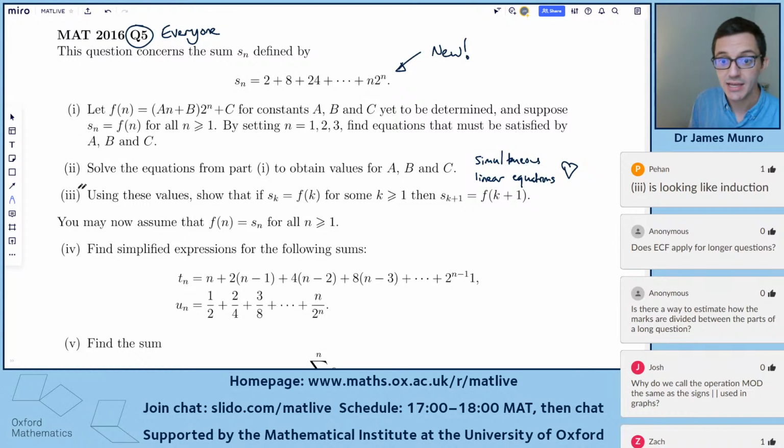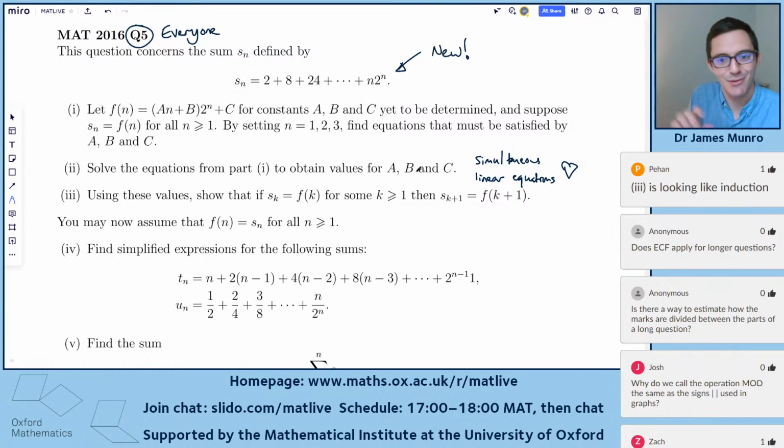There's a part 3 here to say, okay, you've made that work for n is 1, 2, and 3. Check that. If it's true for sk, so if sk is equal to f of k, then something about sk plus 1, or an extra step. That involves thinking about what the difference is, what changes when you go from sk to sk plus 1.